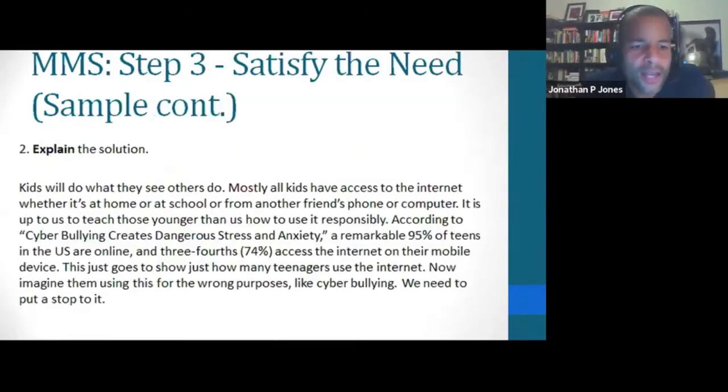Explain it. Kids will do what they see others do. Mostly all kids have access to the internet, whether it's at home or at school or from another friend's phone or computer. It's up to us to teach those younger than us how to use it responsibly. The student went on to give information from a source. You do not have to do this for speech 4. Speech 4 does not need to include research from the library or anywhere else. You can just talk about a problem and solution you already know about.